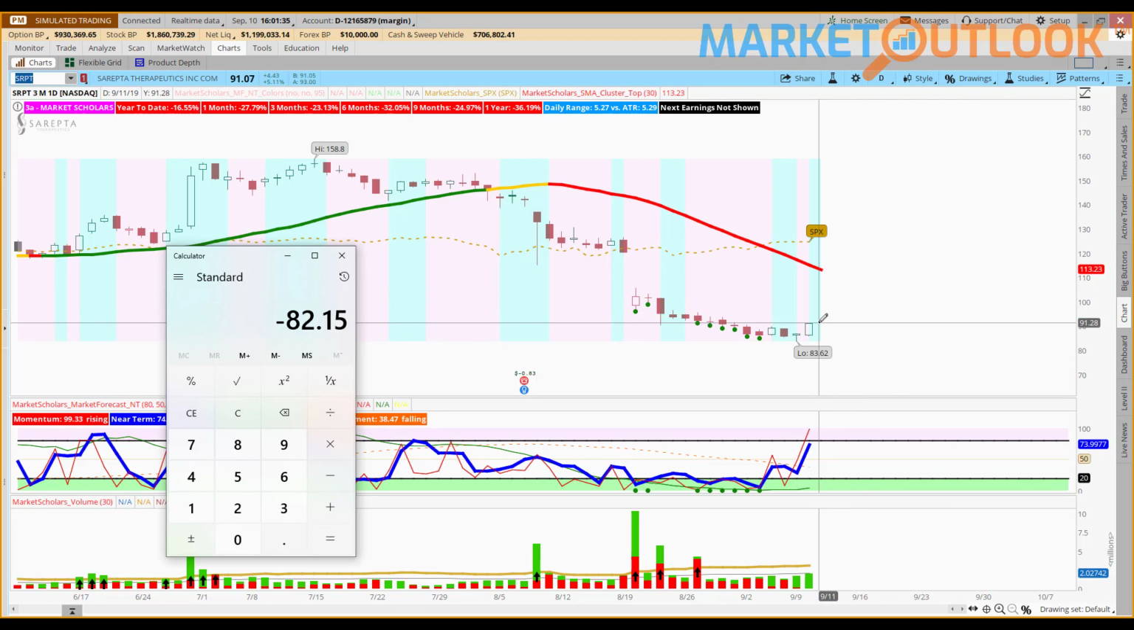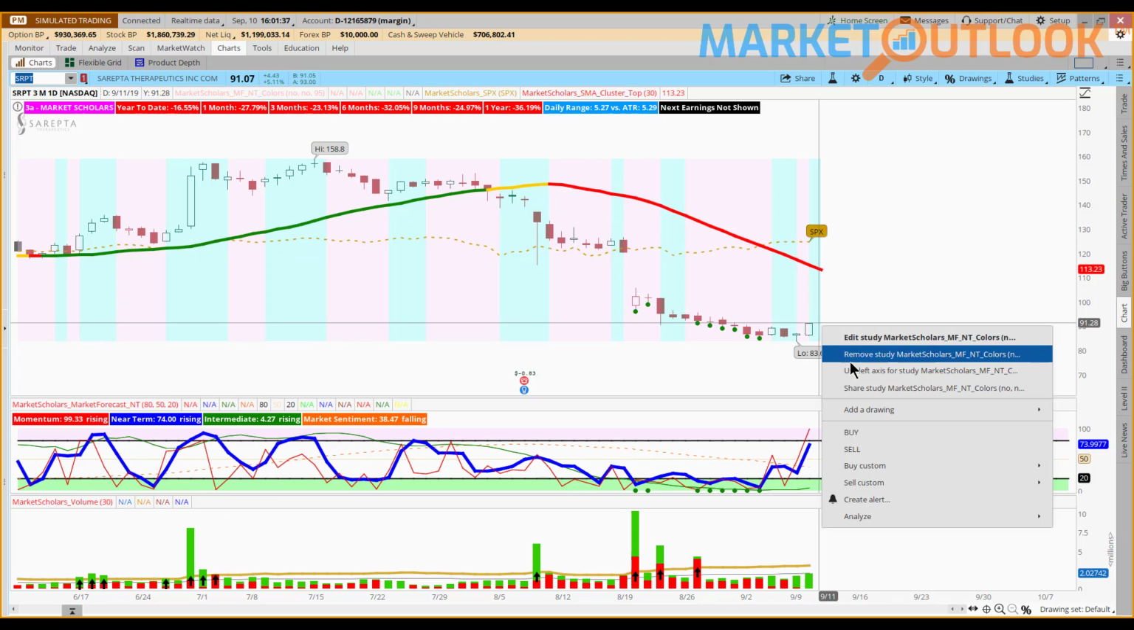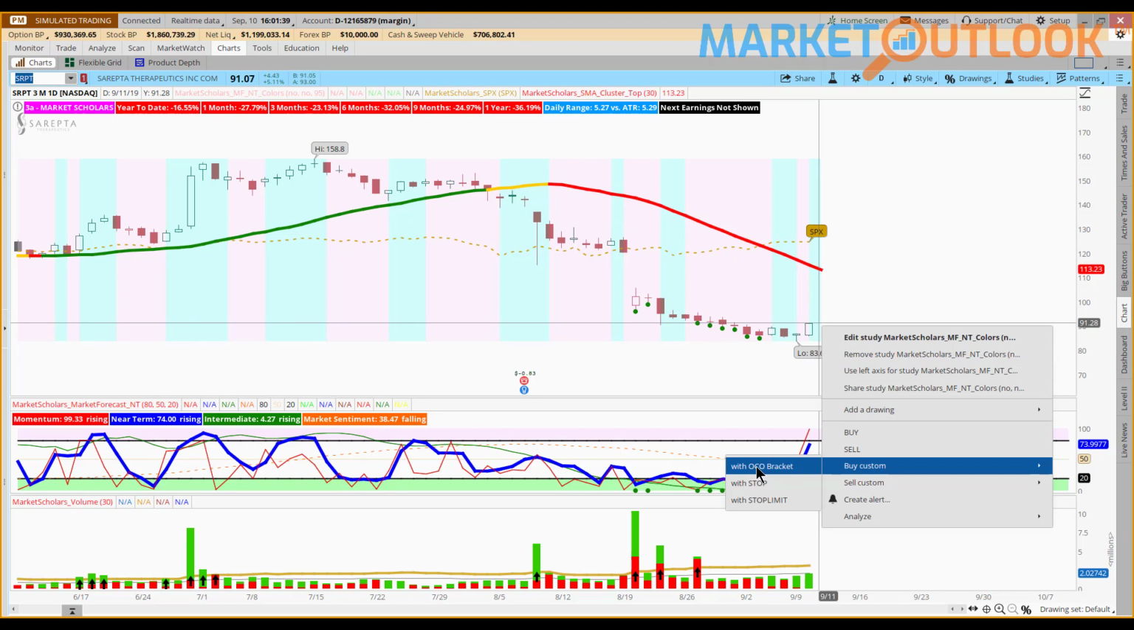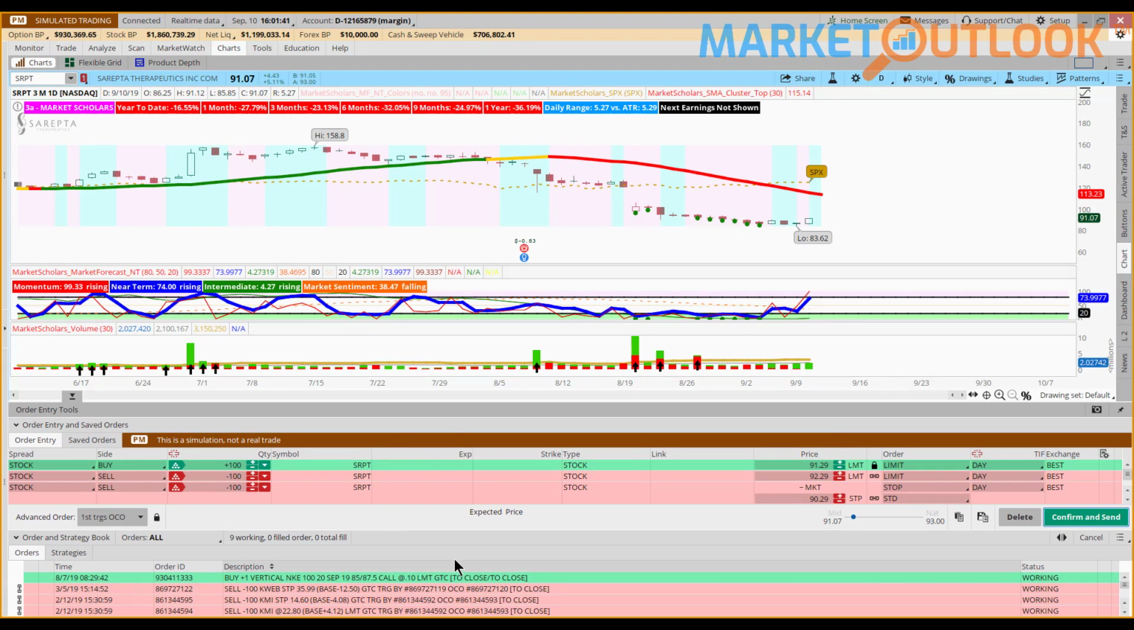So I'm going to just right click on the trade and go to buy custom with OCO bracket. That loads up our trade down below. Now I'm just going to leave this as 100 shares because I've got plenty of capital to burn in this particular paper money account, but obviously you're going to want to position size according to whatever your rules state. I am going to change this to $91.07, which is where we closed today. So hopefully we get filled right around the same place as where it closed here today.